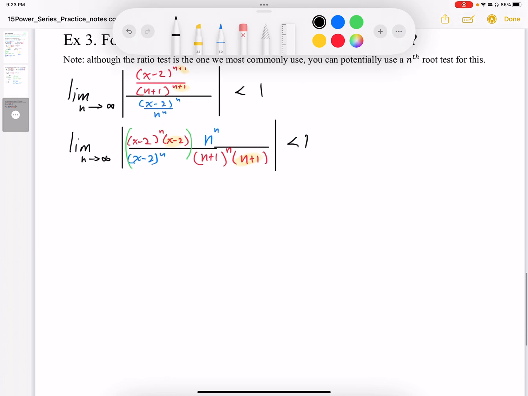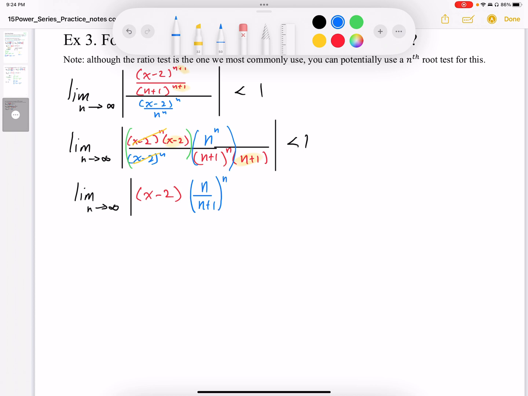Now, some terms are going to cancel out here, and I can group some terms. I'm going to group this term here, and we can cancel out some terms in here. So these are going to cancel out. I'm going to be left with the limit as n approaches infinity, with a factor of x minus 2. This n to the power n over n plus 1 to the power n, I'm going to rewrite as n over n plus 1, all to the power n.